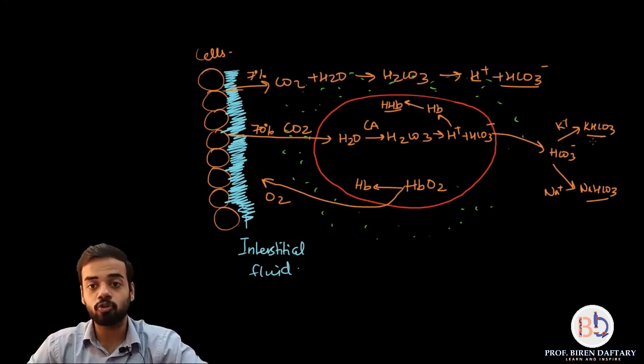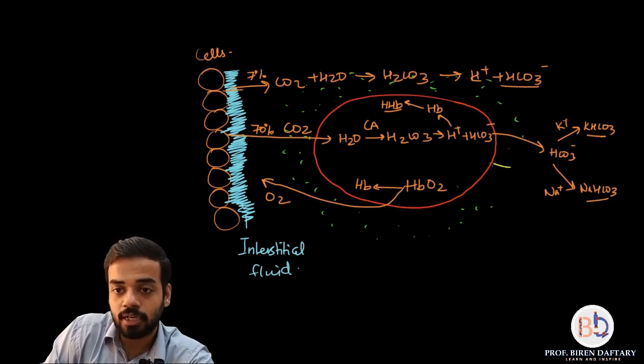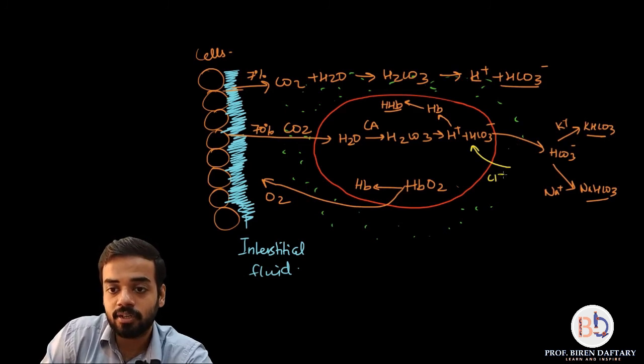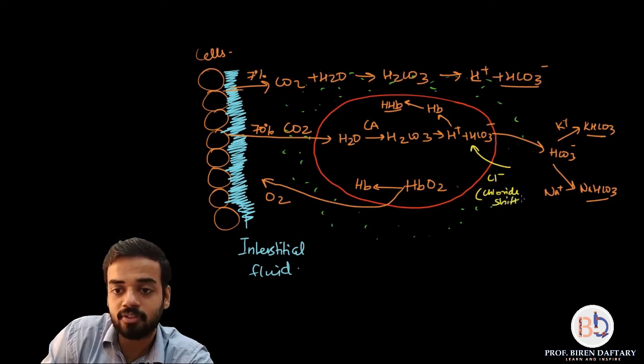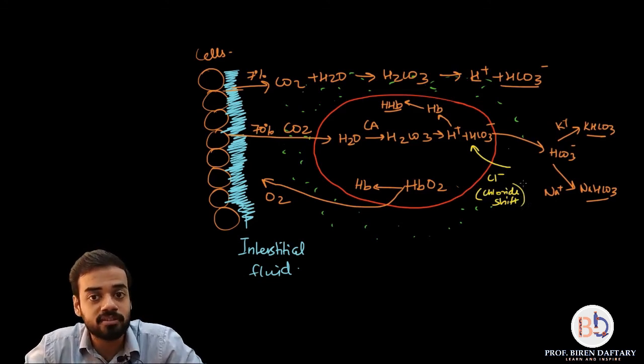But you also have to show chloride shift, so you can use a different color and you can show that Cl minus ions are going inside, and you can also write in brackets over here chloride shift, or it is also called Hamburger's phenomenon. Is this clear? Have we finished with transport of carbon dioxide? No, this is the second method.